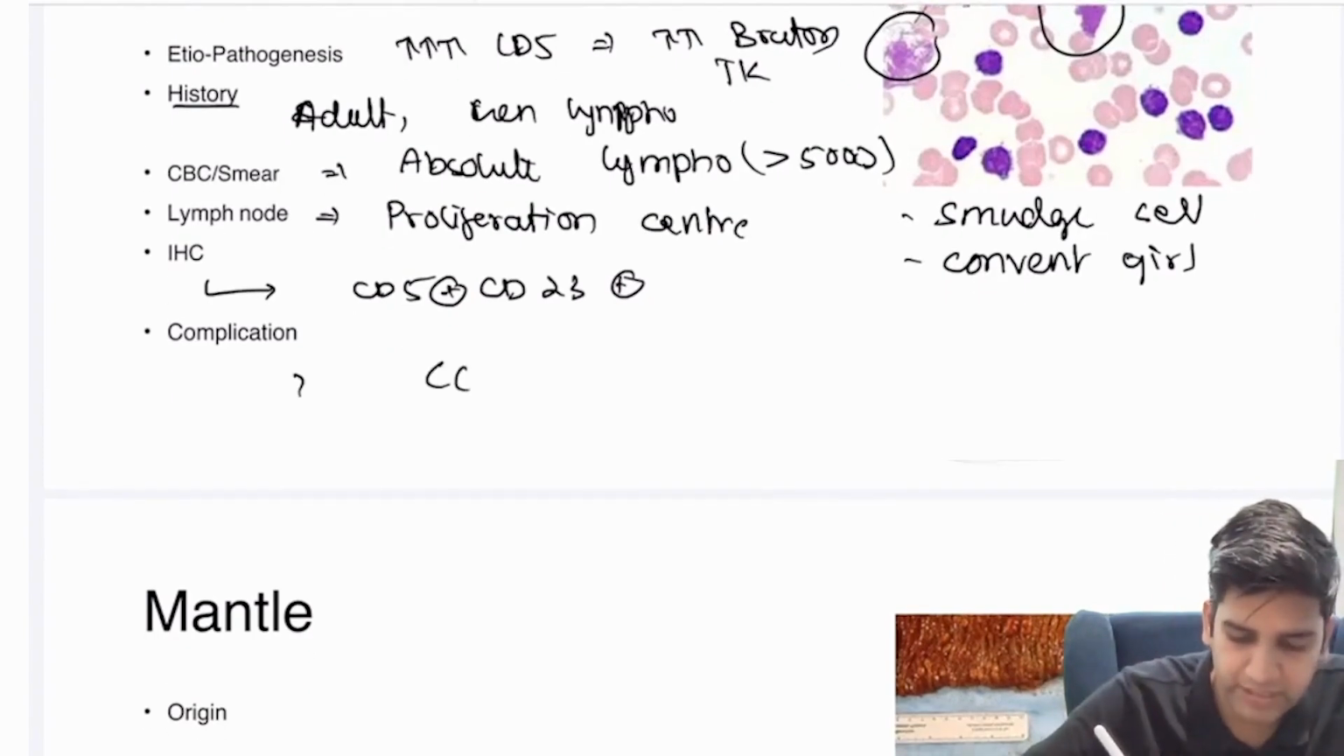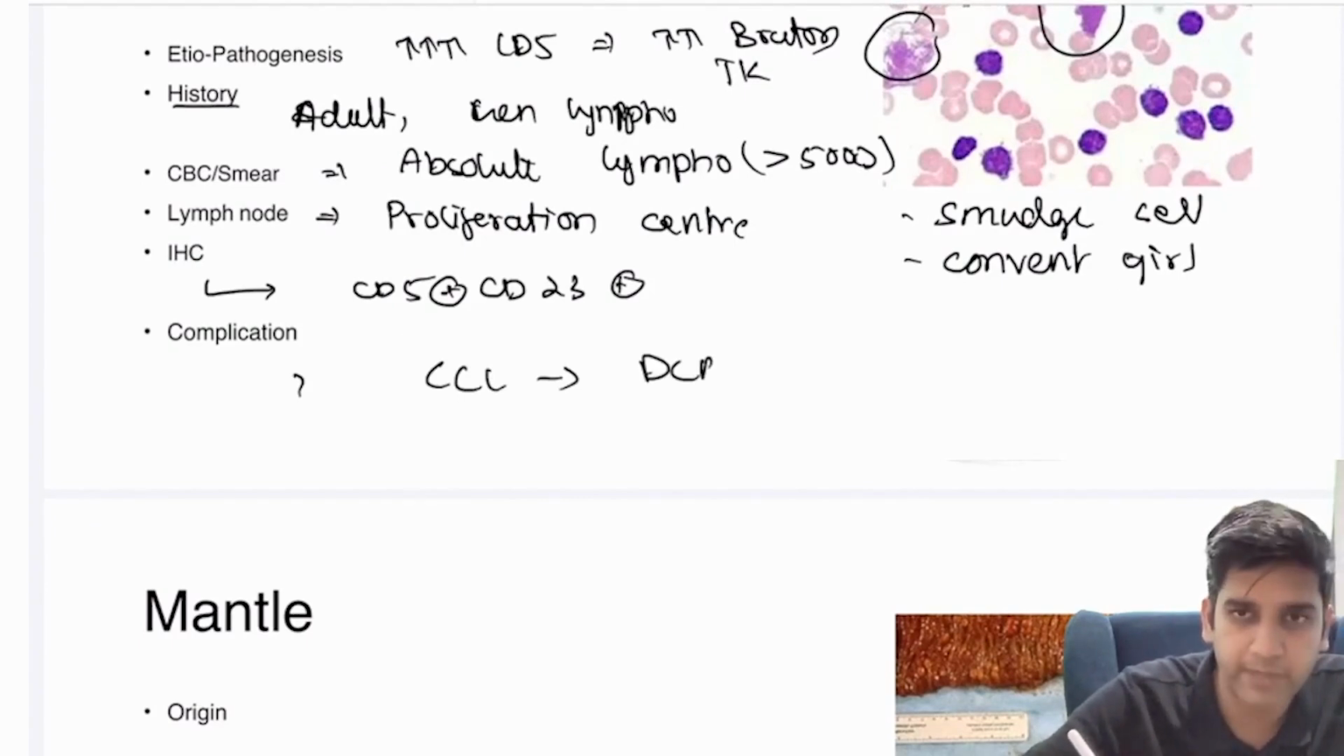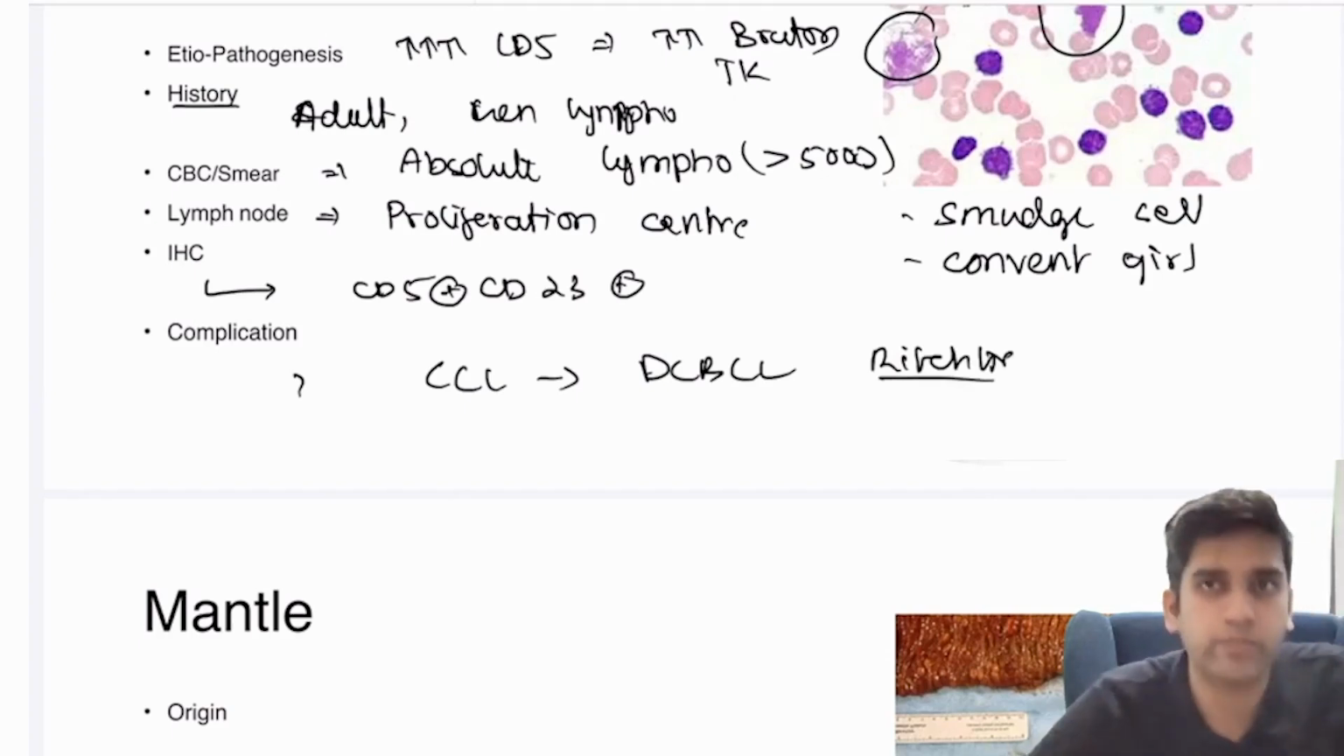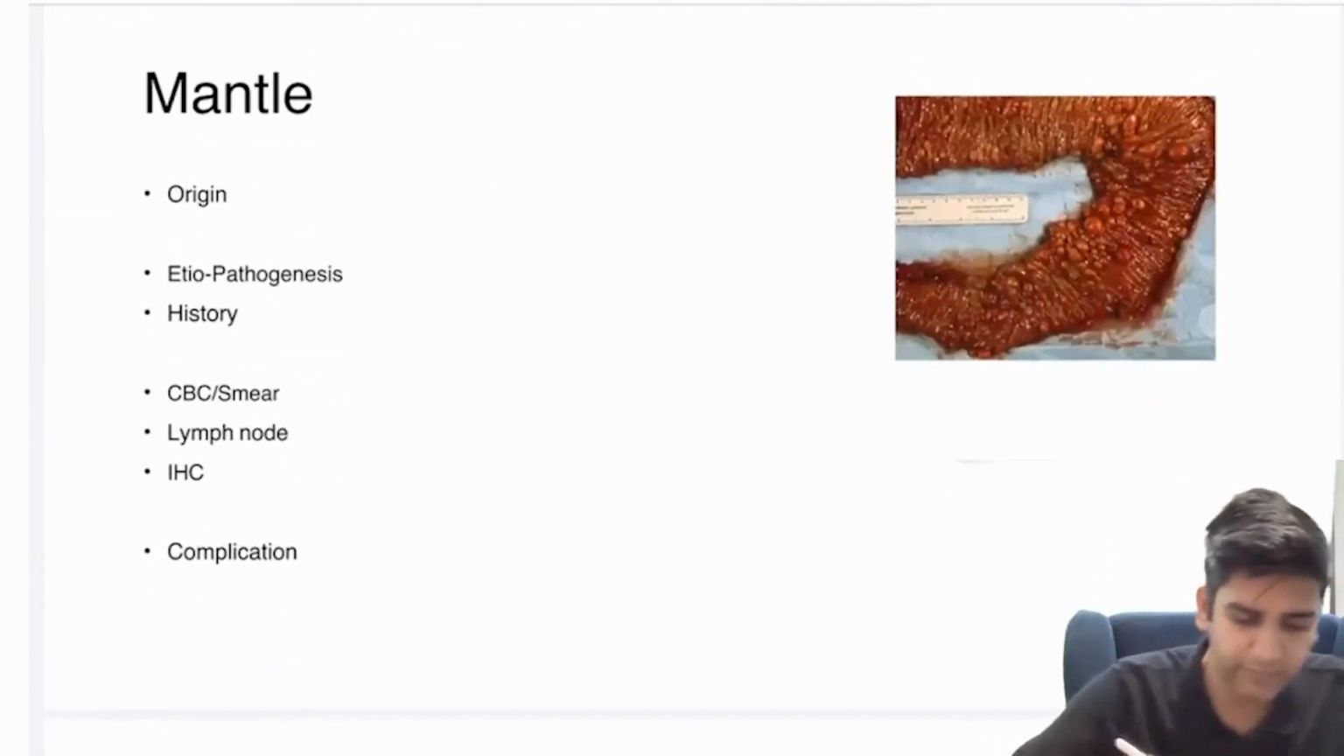Complication: a CLL can become DLBCL. This complication is called Richter's transformation or Richter's syndrome, right? That's a classical finding called Richter's transformation or Richter's syndrome. Fine. Mantle cell lymphoma origin.